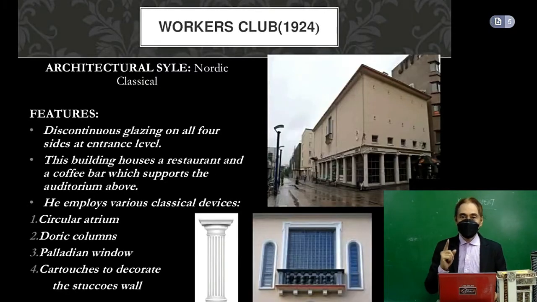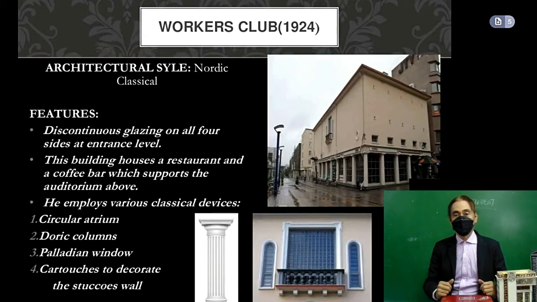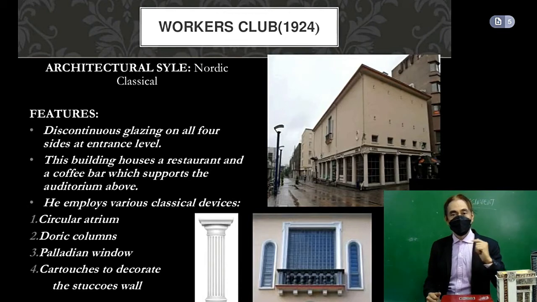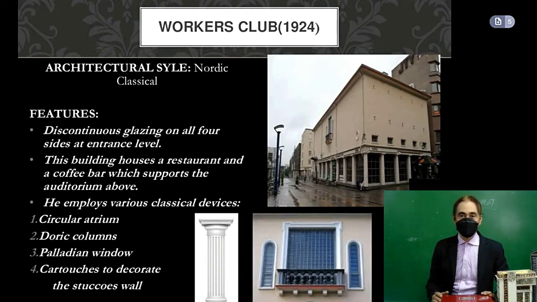The famous works of Alvar Aalto: the Workers' Club in 1924. Architectural style is Nordic classical. Features discontinuous glazing on all four sides of the entrance level. This building houses a restaurant and a coffee bar which supports the auditorium above. He employs various classical devices: circular atrium, Doric columns, Palladian window, cartouches to decorate the stucco wall.